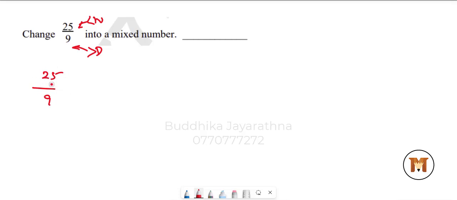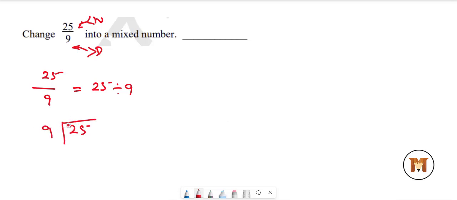So there are two ways that you can do, right? What I'm going to do is use a very simple way. The meaning of this is 25 divided by 9. You know what the fraction line is. So I'm going to divide 25 by 9. It's easy. 9 times 2 is 18, and you will get the balance as 7, right?